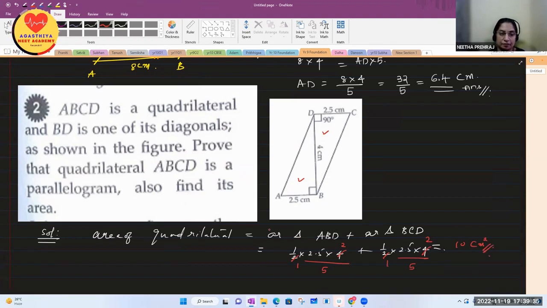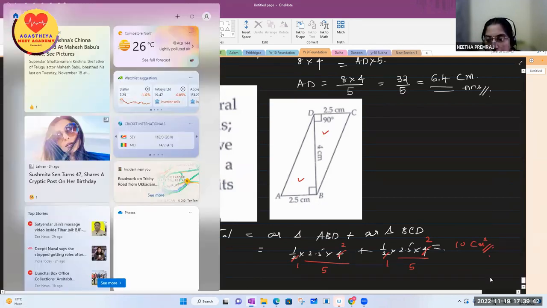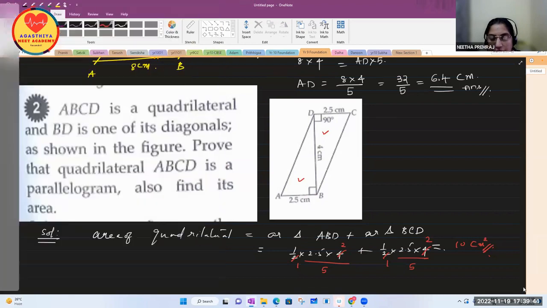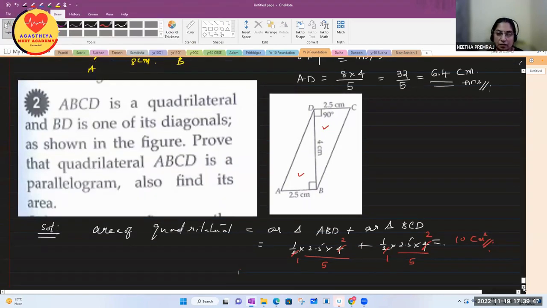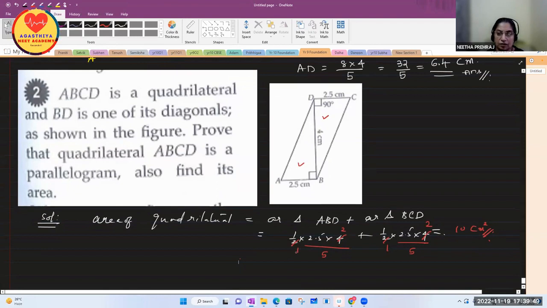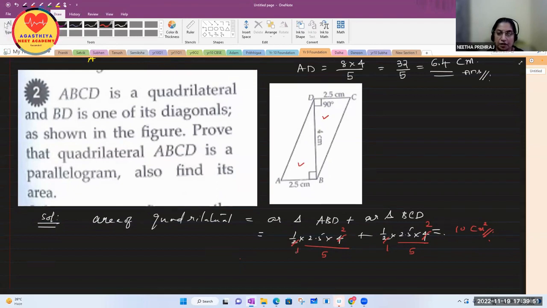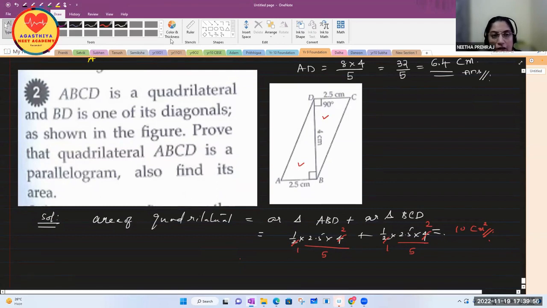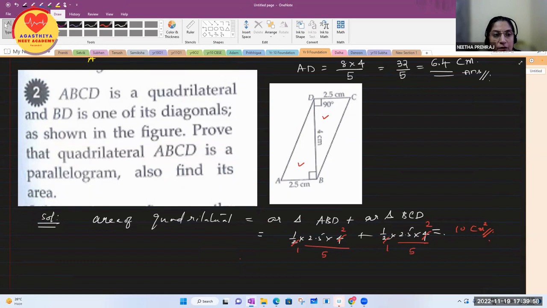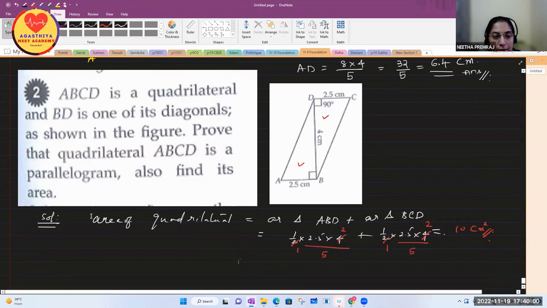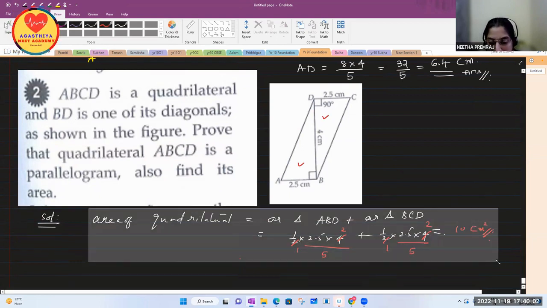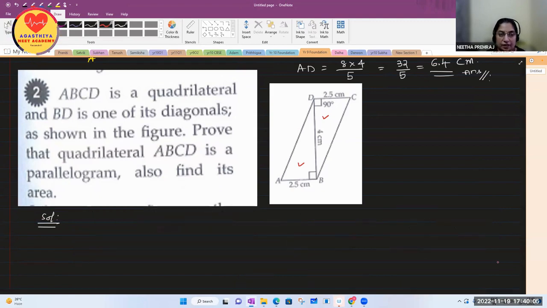Okay, then what do you do? Otherwise, you can prove it another way. Two congruent triangles, right? You can prove this the other way. I'll do it this way.